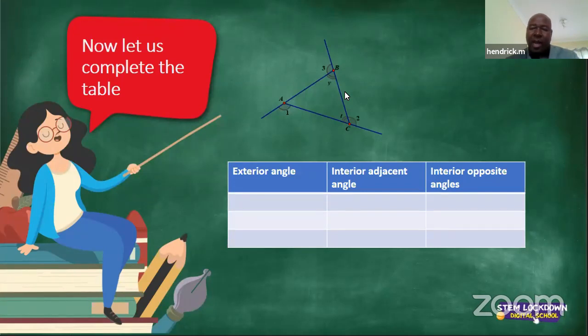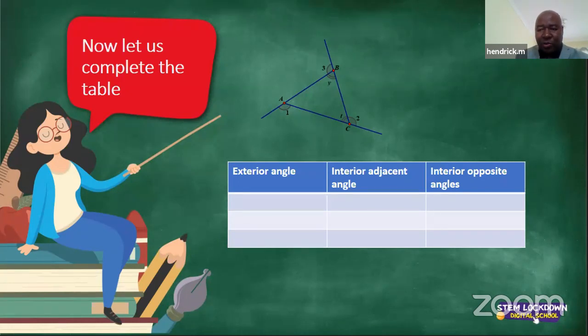Right. I see that Adam has not said anything. Perhaps let me carry on. Now, if you look at this particular triangle, you'll be able to see that C2, as mentioned by Lauren, is an exterior angle.